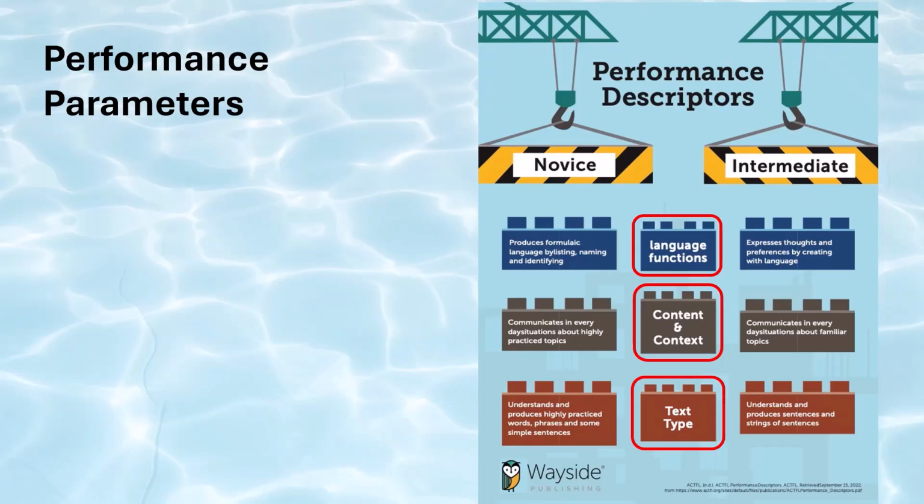So it's important to think about how these three characteristics work together to describe not only what students know and are able to do in the target language, but how well they're able to do it. So let's take a closer look at these three aspects of performance.